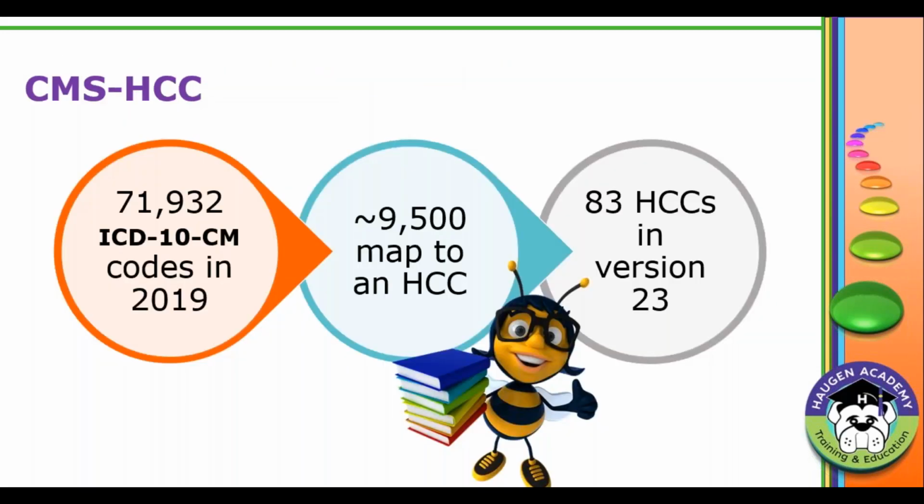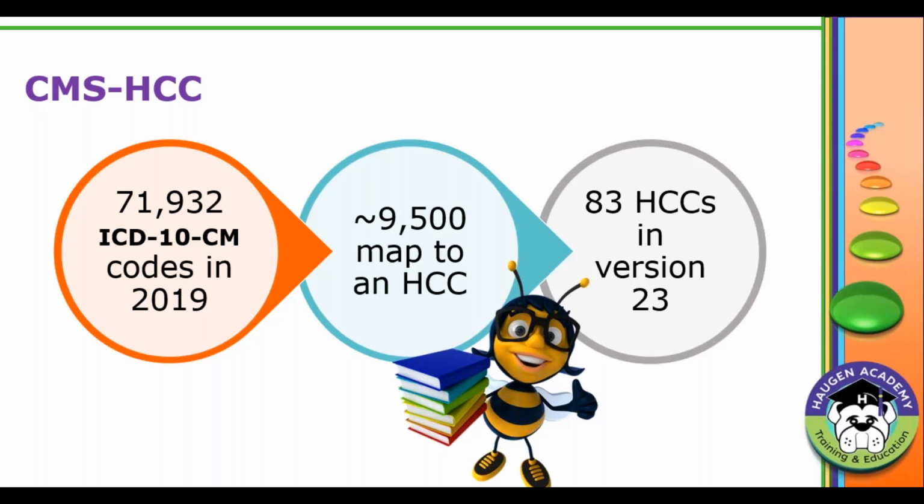In case you are wondering, right now in 2019, there are just under 72,000 ICD-10 codes, and only about 9,500 of those map to an HCC. On the hospital side, we kind of think in terms of DRGs, where every code is potentially going to generate a DRG. It's not that way in HCC. It's possible that the patient could come in for a cold or something and not have any other conditions, and then it's not going to generate an HCC.